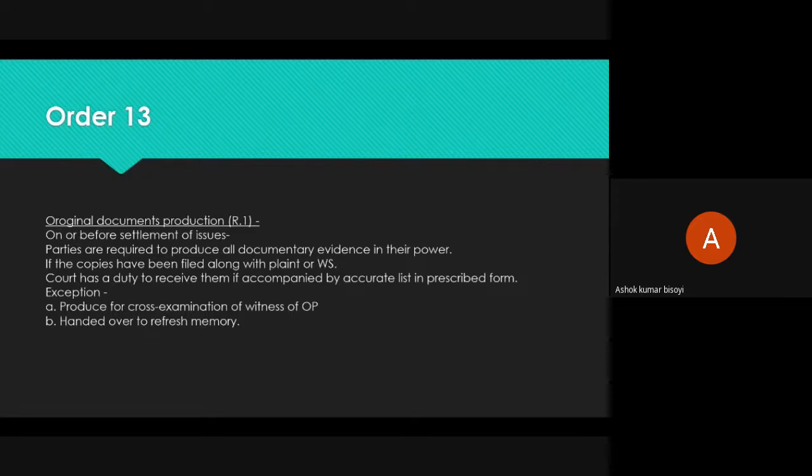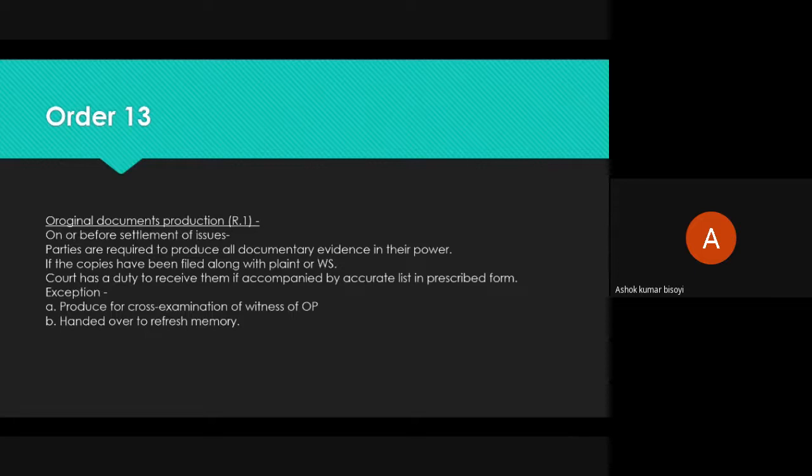Court should also receive them, but what it says is that parties are required to produce all documentary evidence in their power on or before settlement of issues. After settlement of issues, they cannot produce documents in their power, except those whose copies they have given. But which document can you produce even after settlement of issues? Those are documents required or produced for cross examination of the witness of the opposite party.